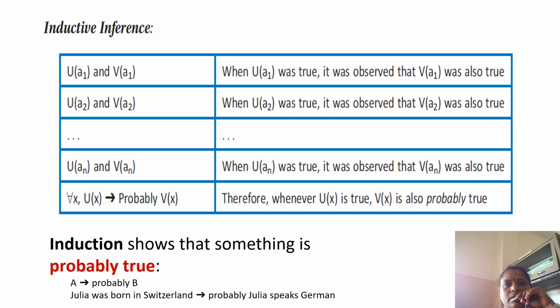The second one of inference is inductive inference. So here it shows that something is probably true. So when I say Julia was born in Switzerland, probably Julia speaks German. So to represent that in formal language, for all x, U(x) implies probably V(x). It means when U(a1) was true, then it was observed that V(a1) was also true. Likewise, when U(an) was true, it was observed that V(an) was also true.